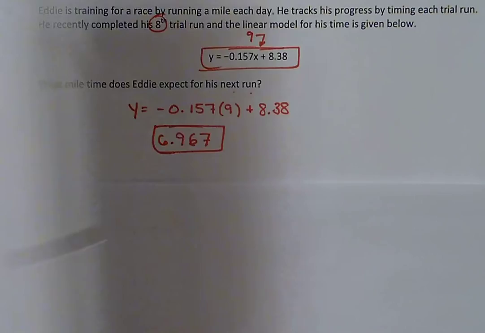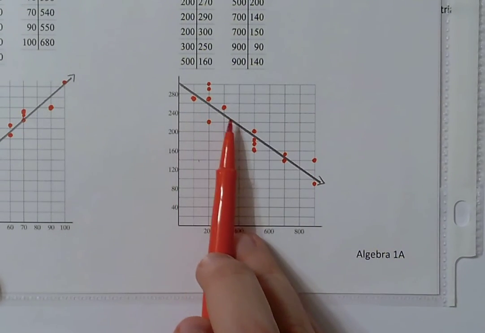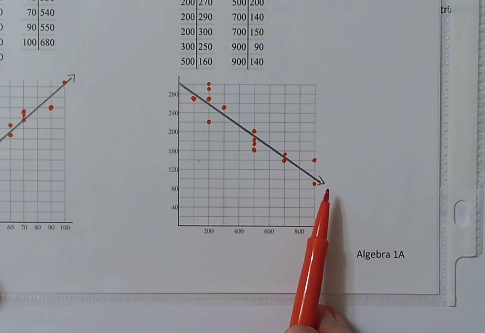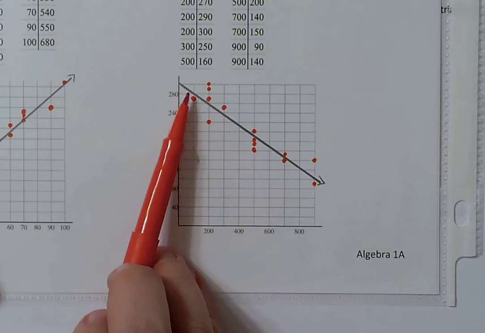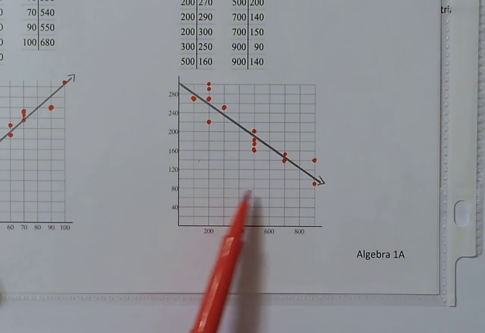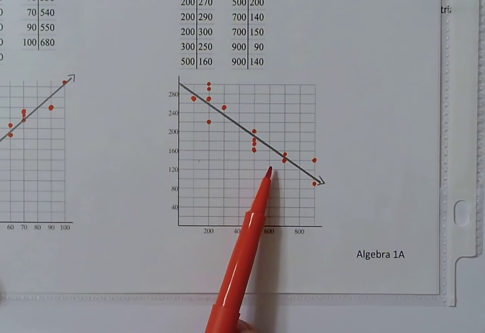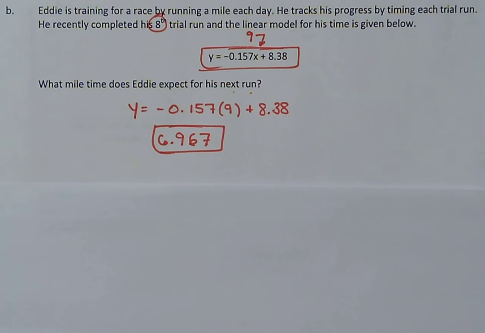Again, this would be the equivalent of if you had a scatter plot like this where his runs are getting faster and faster, so they're going down in terms of the time it takes. Taking that line of best fit, writing an equation for it, and then plugging in for the 9th trial what it should be. And in this case, it would be 6.967.